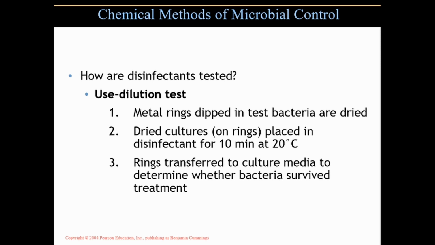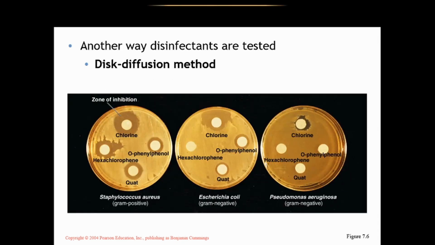Then the rings are transferred to culture media to see if the bacteria survive the treatment or not. If nothing grows, then the disinfectant was effective. If bacteria do grow, then something was wrong. It wasn't effective for some reason, because of the dilution or whatever. So this is one way that disinfectants are tested. How do they work, and how do we need to produce them?